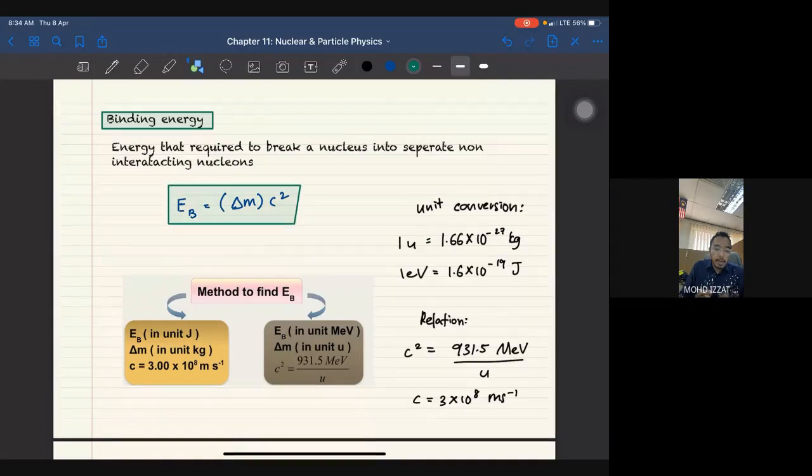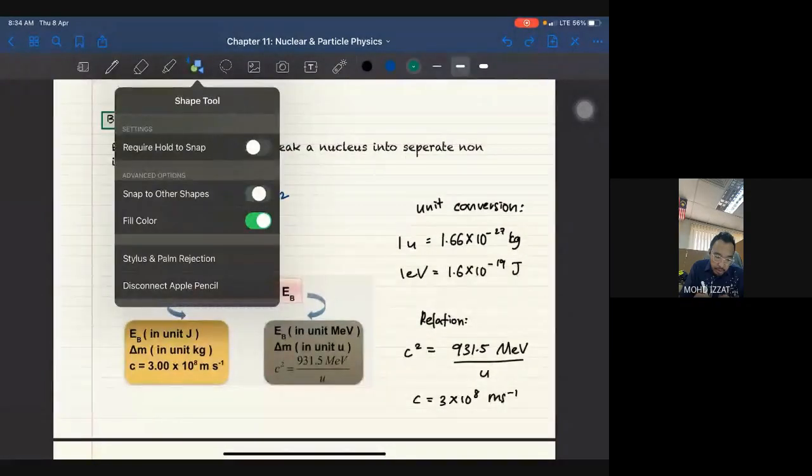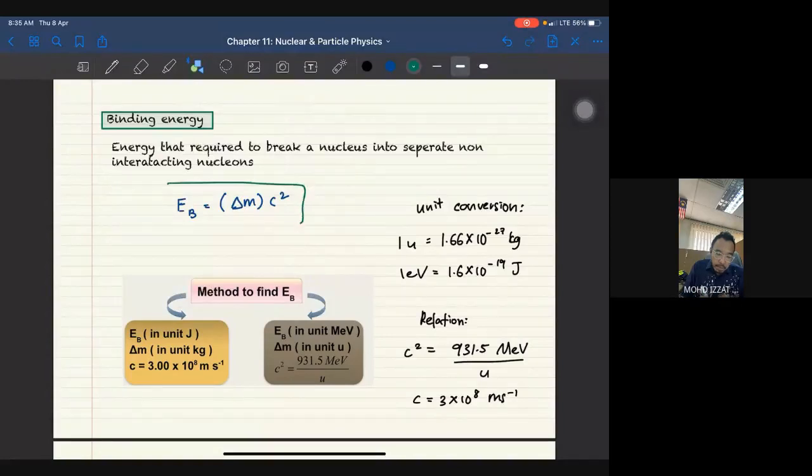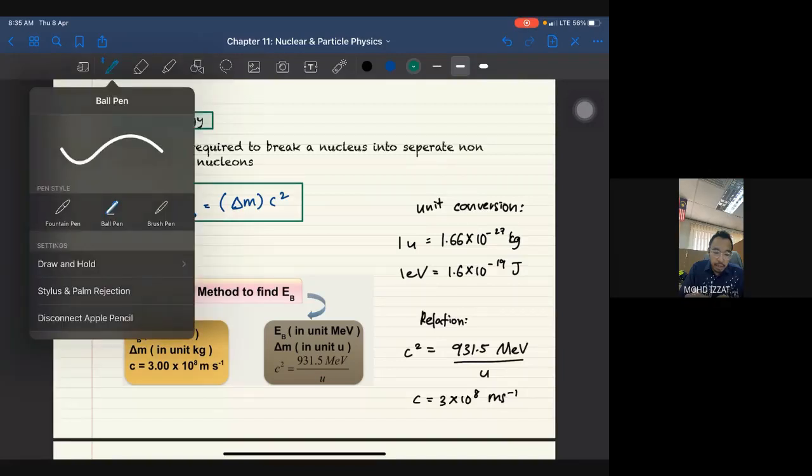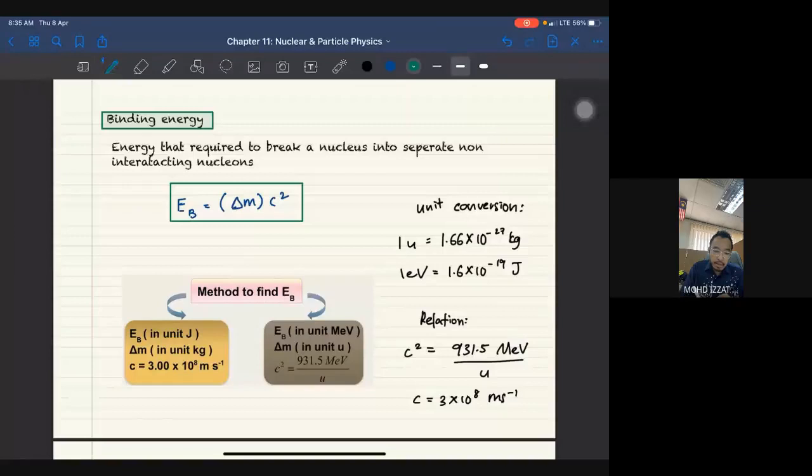This one comes from the Einstein equation, which is E equals mc squared. Where E equals mc squared, but instead of m we have delta m, which is the mass defect, multiplied with the speed of light, and you should get the energy. c squared here is 3 times 10 to the power of 8, squared, if you use SI units. If you use everything in SI units, for example mass in kilograms, then you can calculate EB in joules. That is the energy that is holding the proton and neutron.